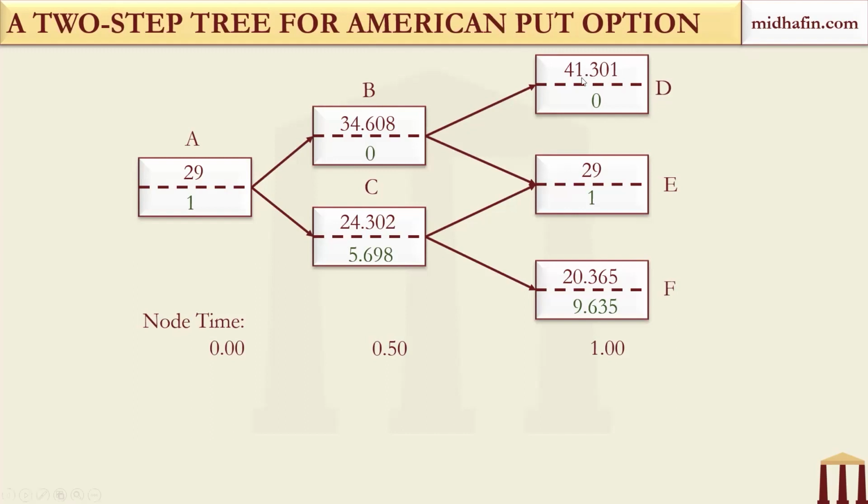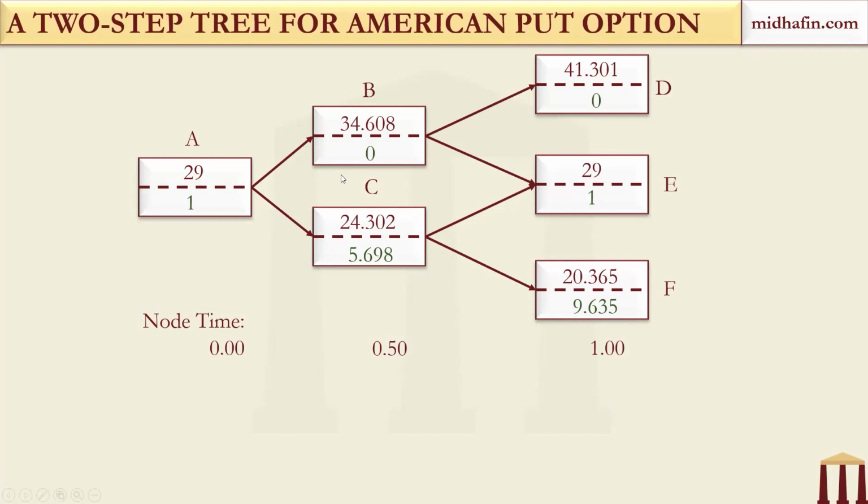So it's a put option. Everything is similar to the last question except that it's a put option. So 41.301, strike price was 30. It will not be exercised, 0. Asset price is 29, strike price is 30. Exercised, payoff is 1. Asset price is 20.39365, strike price is 30. Exercised, payoff is 9.635.